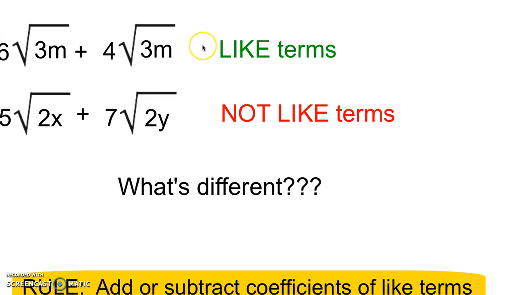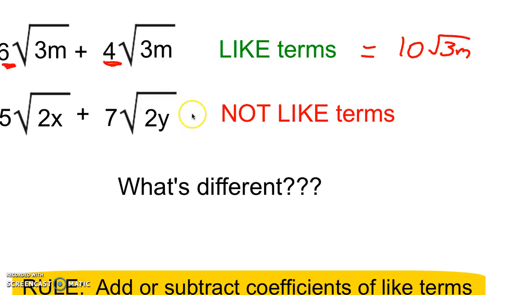So the first expression here, 6 square root 3m plus 4 square root 3m, is an example of like terms. Like terms can be added together just as if it was 6x plus 4x. We add the coefficients. When the terms are like, you just look at the coefficients in front and add them, and if it was subtraction, you would just subtract. In this case, we get 10. Just like when we're adding like terms with letters, you keep the letter, so we keep the square root of 3m. So we get 10 square root 3m.